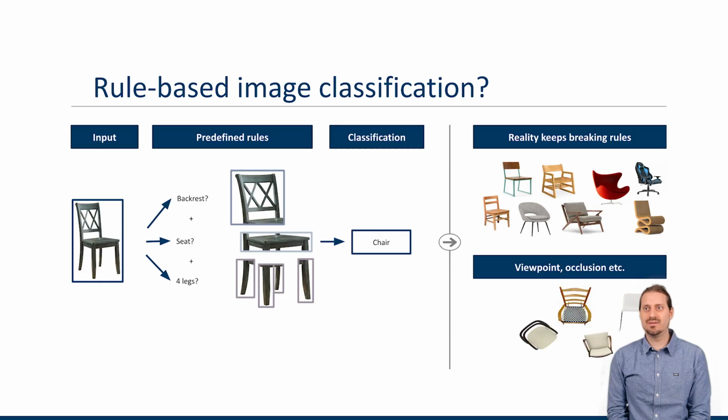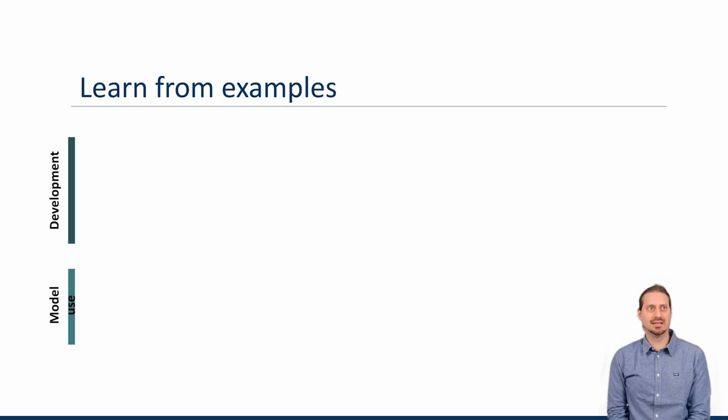And this is even further complicated by the fact that we can take photos from different viewpoints. We can have occlusions in there and so on. So even for objects that do adhere to these rules, we might not be able to just see the legs of the chair in the image. So overall, defining these kinds of rules for classifying objects in images is hopeless for most complex cases. And this is why we turn to machine learning instead.